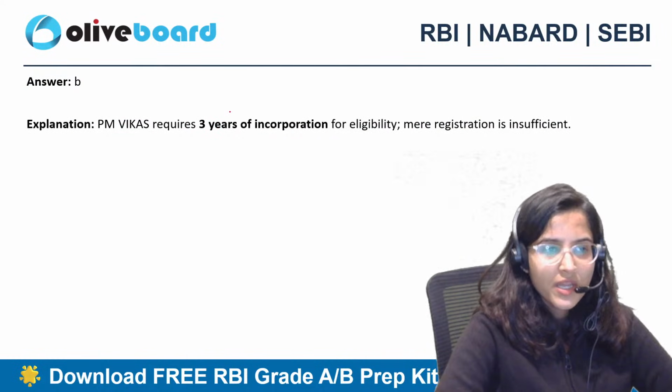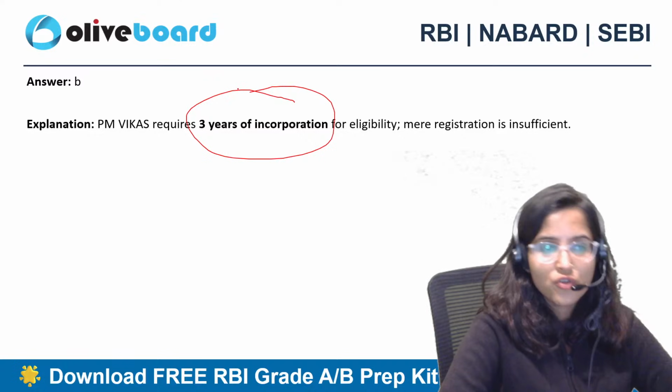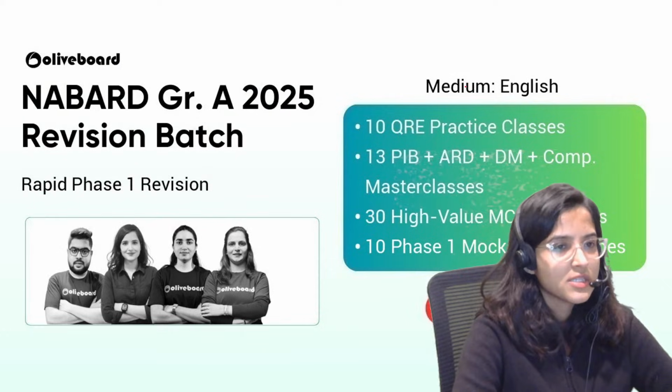B is absolutely correct. It requires 3 years of incorporation for eligibility. Okay, registration alone is insufficient.